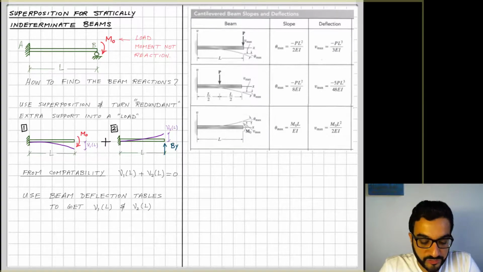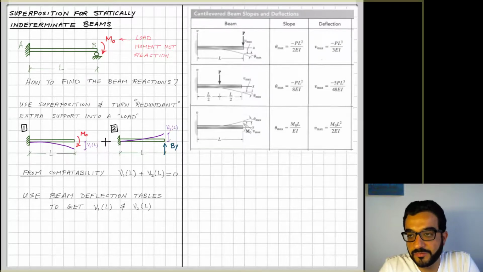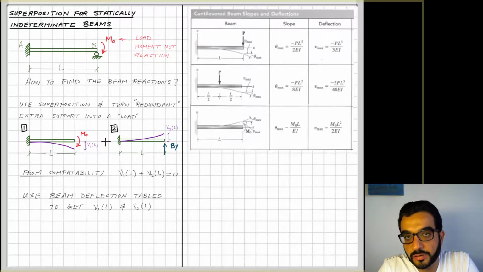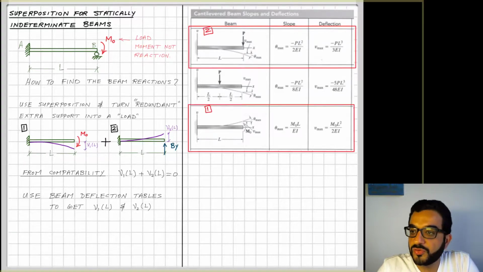I'm showing here the first 3 columns of one of the possible available tables in textbooks. First one is showing the load cases, second is the maximum slope that happens, and the third is the maximum deflection that happens. And you can see this table is showing cantilevered beams, and typically the maximum deflection and the slope happens at the tip of this beam. And to match, we need now as the first step to match our 2 load cases with the load cases in the table. And I see here the first and the third one match with my load cases.